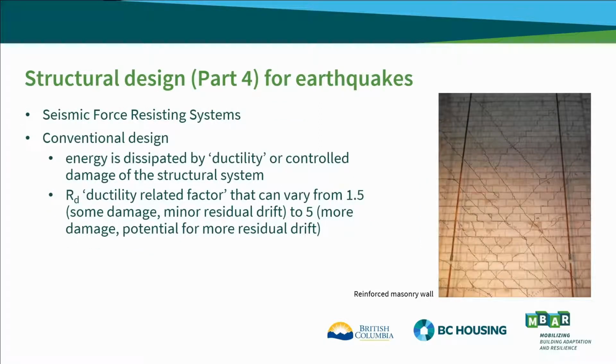The 30 systems that I mentioned, the energy of the earthquake is dissipated by ductility or controlled damage of the system. And each of these seismic force resisting systems has a unique RD value, or a ductility-related factor, that can vary from 1.5 to 5. So the lower RD value means less damage and less residual drift after the earthquake. And the higher RD value is more damage and the potential for more residual drift after the earthquake.